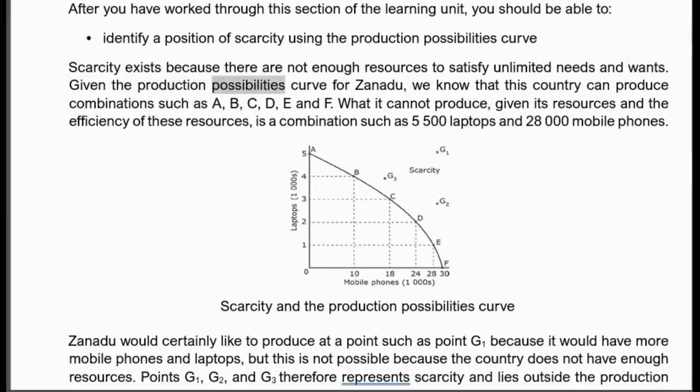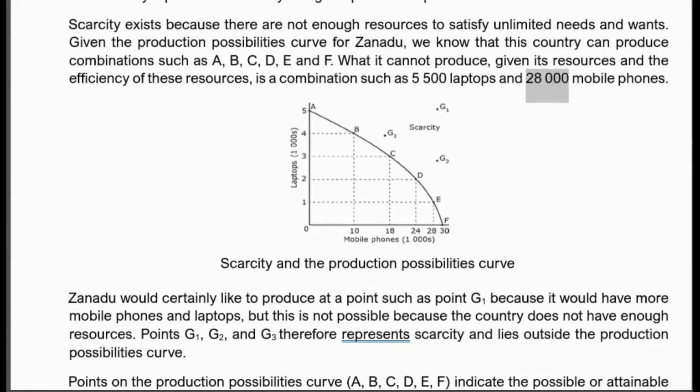Given the production possibilities curve for Xanadu, we know that this country can produce combinations such as A, B, C, D, E and F. What it cannot produce, given its resources and the efficiency of these resources, is a combination such as 500 laptops and 28,000 mobile phones.